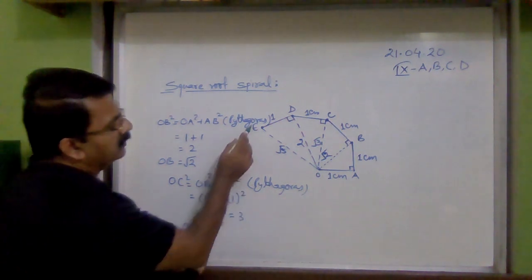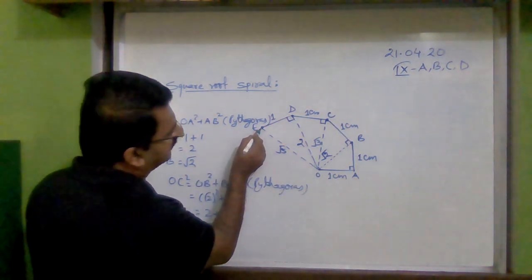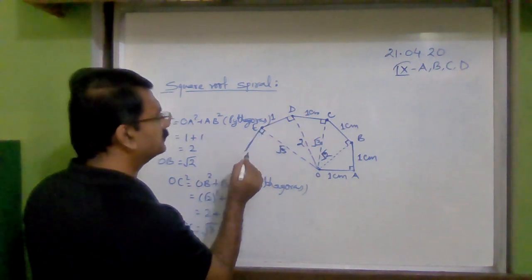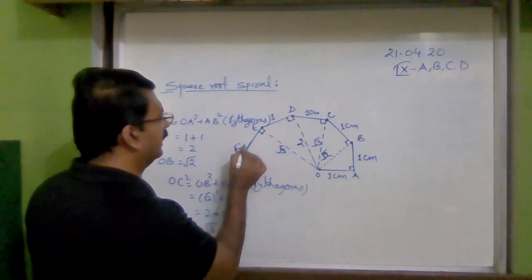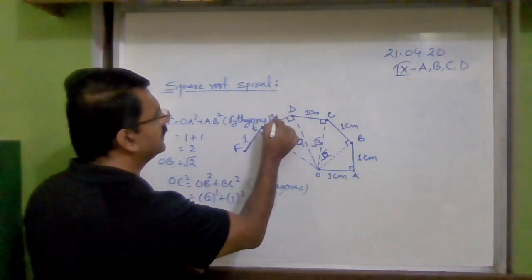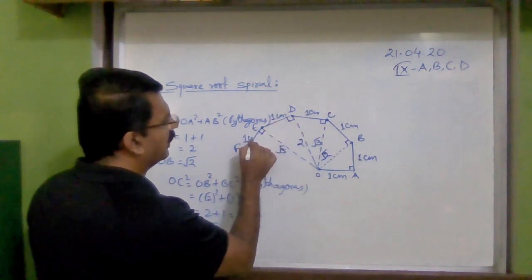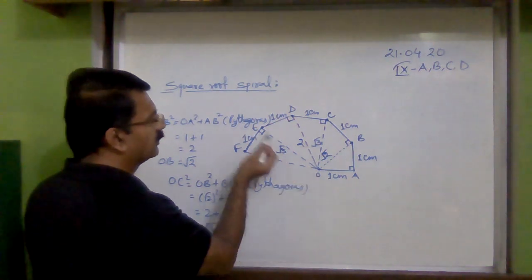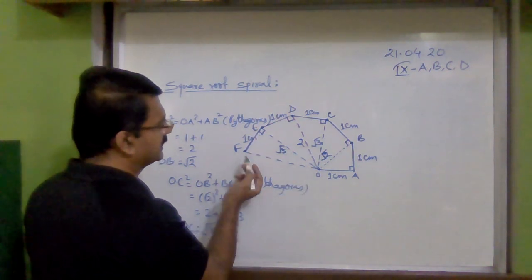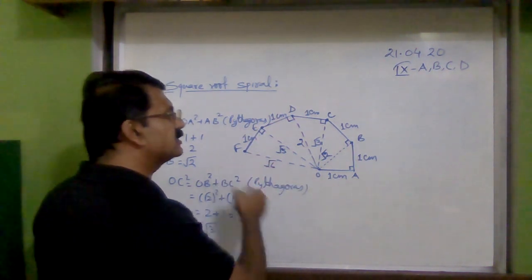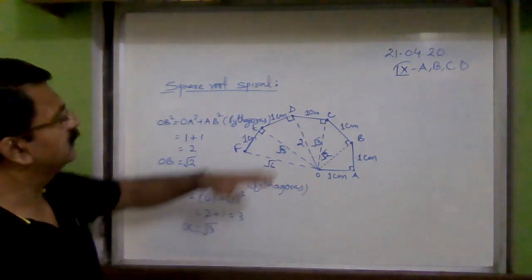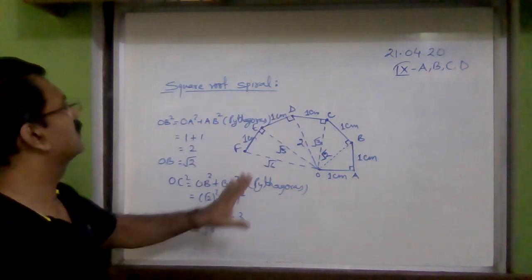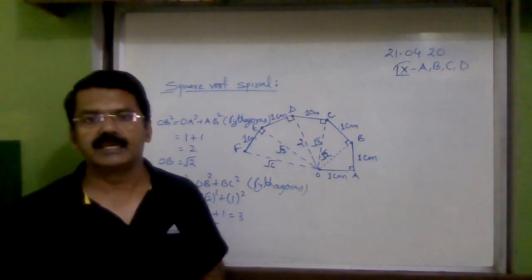Clear? Now on OE at point E, you draw another perpendicular, and this is point F. This is also 1 centimeter. And now if you join OF, all of you can tell me that root 5 square is 5 plus 1, 6. So this will be root 6, and so on. You can continue this process infinitely. So this is called a square root spiral.